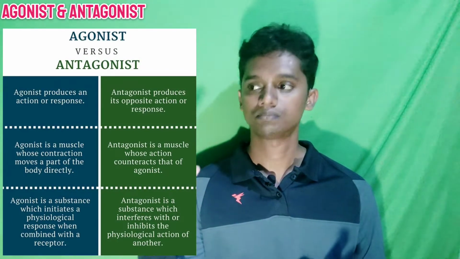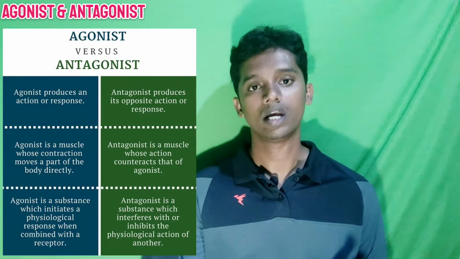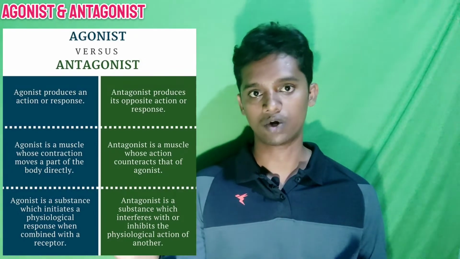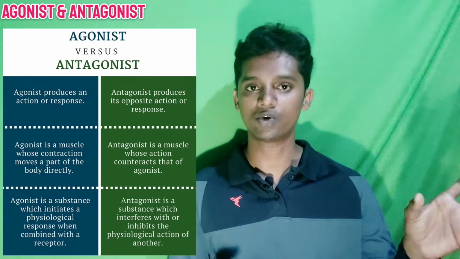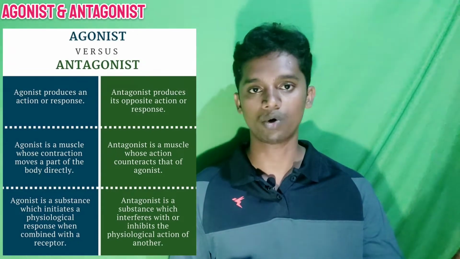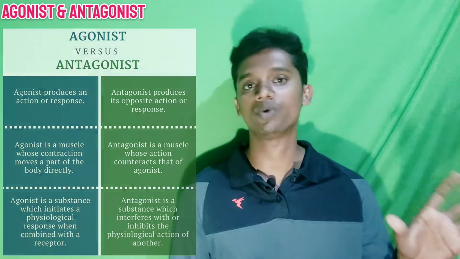So simply, agonist is an actual drug because it produces an actual response on its own. So it is called agonist. But on the other hand, antagonist is a substance that can only prevent the action of the agonist, but itself it does not produce any effects.